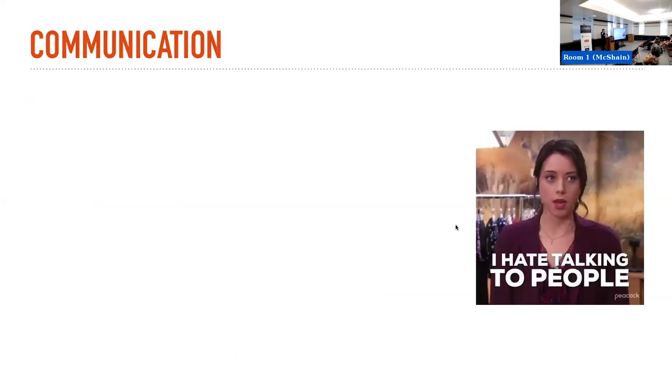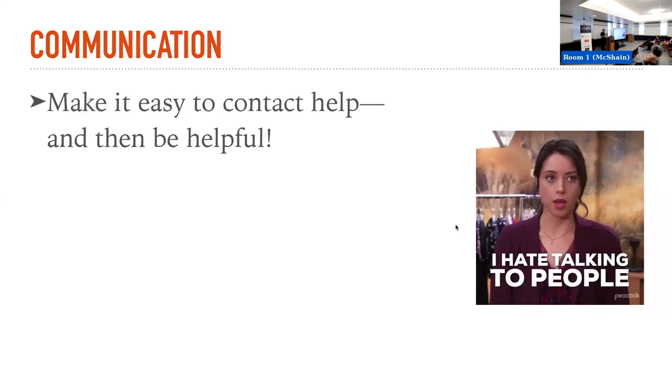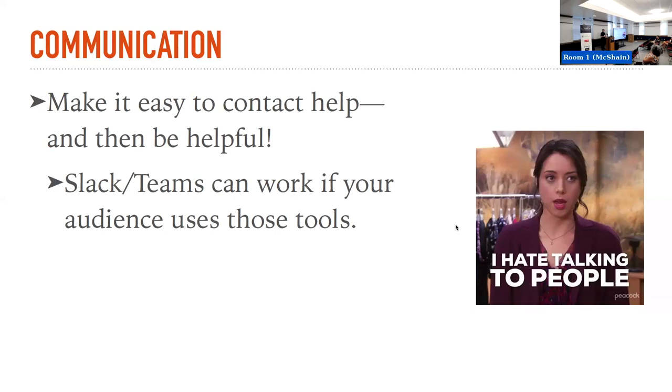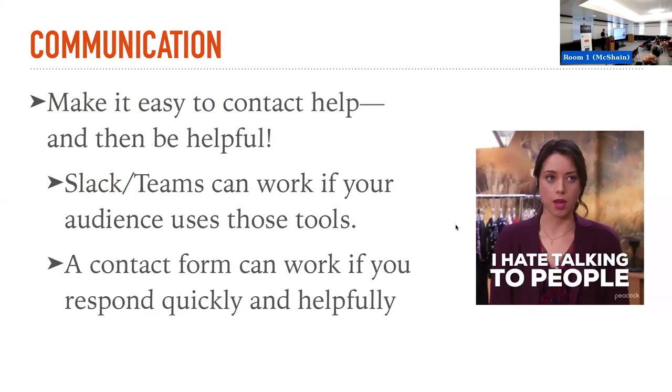And then there's communication, which, I understand, is not everybody's favorite thing to do, but it's very important that outside of the rules, outside of the training, outside of the sort of desperate phone calls, you've got an ongoing back and forth about that, right? So part of it is just being available. People can contact you really easily, and then you're actually helpful when they call. That could be through Slack or Teams, if your audience uses those tools. I've seen people say, yeah, we have a Slack channel open all the time and no one ever talks to us. Well, that's because your audience doesn't use Slack. So you might need to do something different.